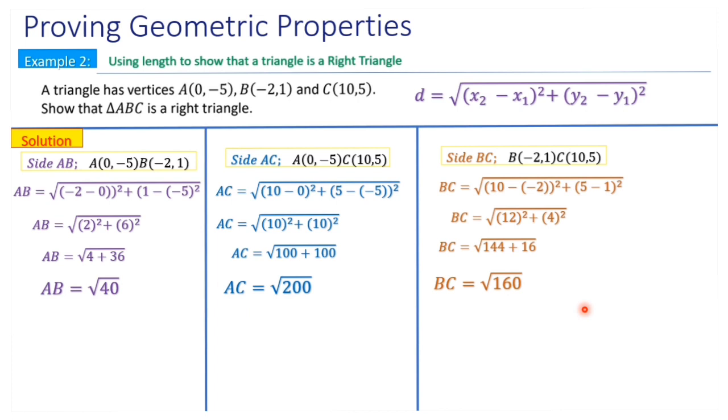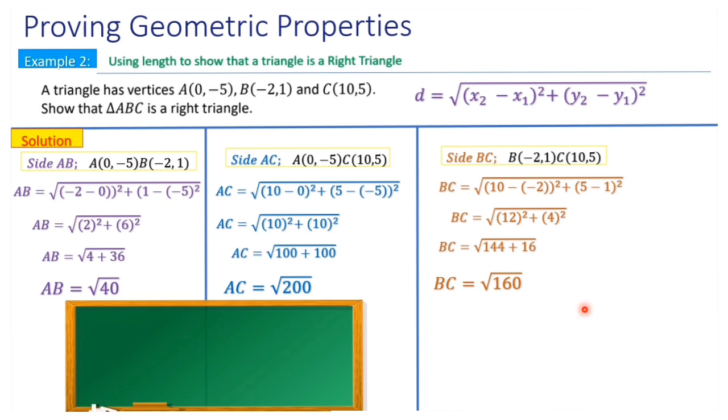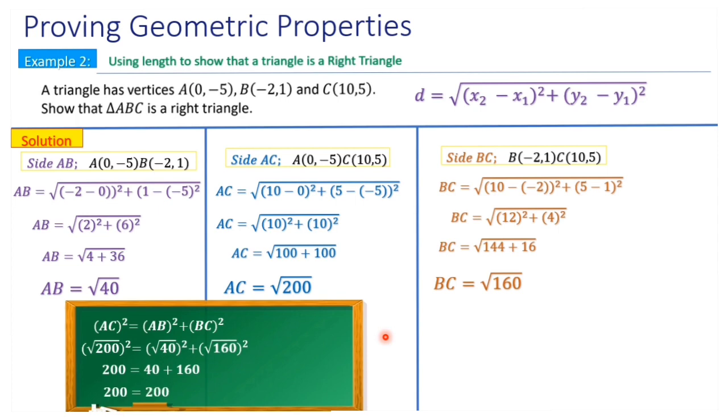Now, to prove if something is a right triangle, all you have to do is to use the Pythagorean theorem. The Pythagorean theorem is as simple as that. C squared is equal to a squared plus b squared, right? So in this case, the reason why AC is our hypotenuse is because compared to the other sides, it's the longest. The hypotenuse will always be the longest side. So in this case, if you substitute this, you're going to get 200 is equal to 40 plus 160. 200 is equal to 200. Hence, it's equal. This implies that it is indeed a right triangle.